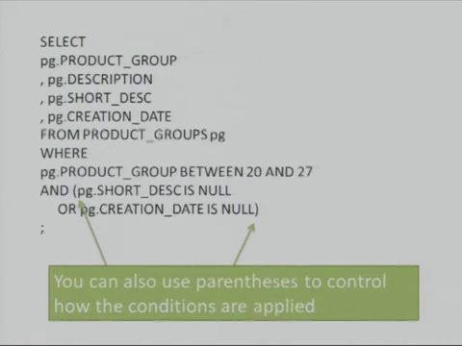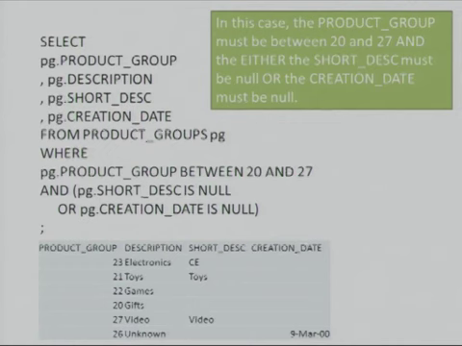And here we've added a third condition, and you can use parentheses to control the order of operations and what's lumped together. So here we're saying that the product group must be between 20 and 27, and it must be true that either the short description is null or the creation date is null. And so in that case, we get product groups between 20 and 27, some where the short description is null, like these two, and some where the creation date is null, like these two. And some where both are true.